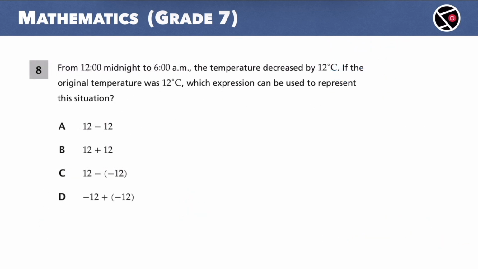Problem number 8. From 12 midnight to 6 a.m., the temperature decreased by 12 degrees centigrade. If the original temperature was 12 degrees centigrade, which expression can be used to represent this situation? We have a change in temperature. We can always represent change as the final value minus the initial value. The temperature decreased by 12 degrees centigrade. So, the change is minus 12.